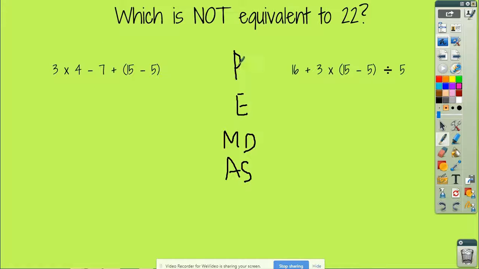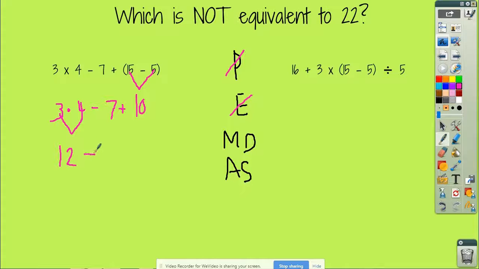I'm going to start over here on the left. Parentheses, yep, right here. 15 minus 5 is 10. You can keep the parentheses if you want. You don't have to, because I've got that plus sign there to kind of divide. All right. Do I have any more parentheses? No. Do I have any exponents? No. Do I have multiplication or division? Yes, I just have multiplication.